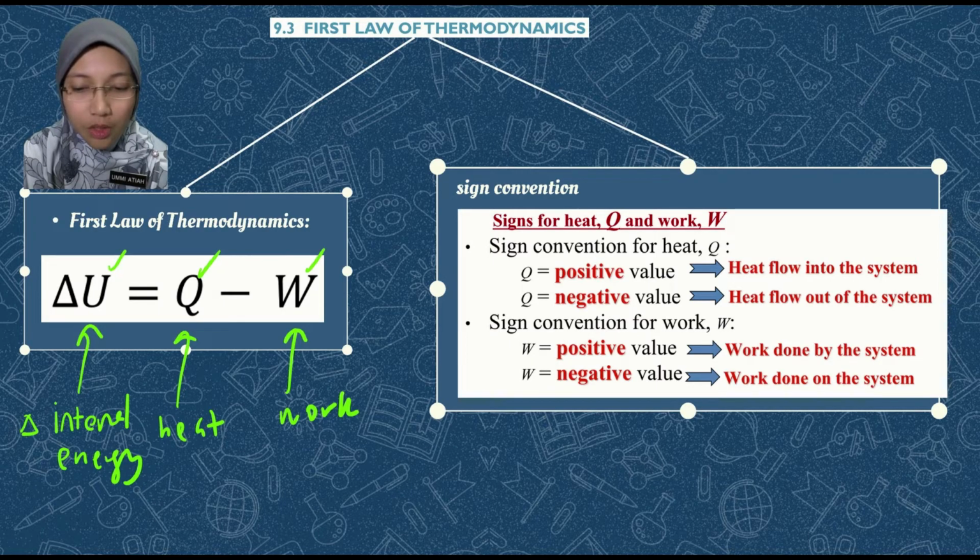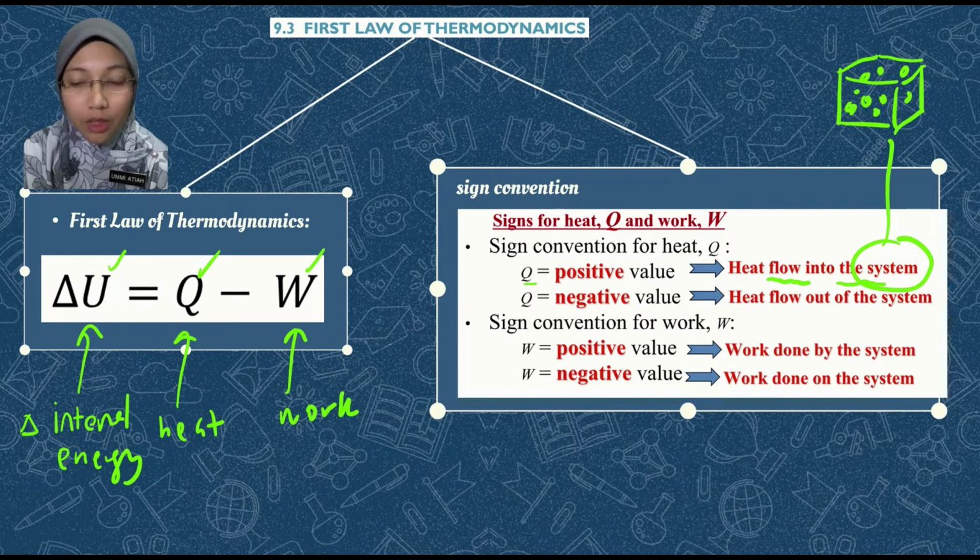So for your information, Q positive means the heat flows into the system. System here means our system of gas. So we assume our gas is in a container. It can be in any shape of container. This is just my drawing. So if Q is negative, it will be heat flow out of the system.